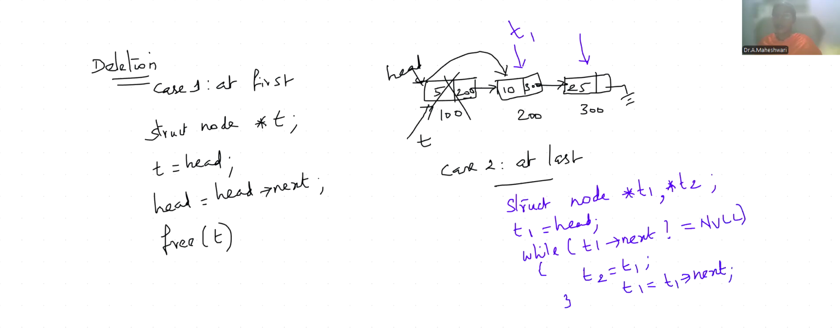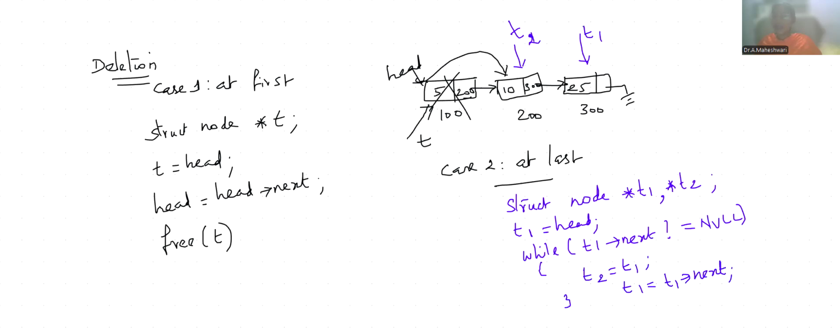Okay, two statements I used here. So now T2 is pointed here because this condition is true, right? T1 of next is 300. So it's not equal to null. Condition is true. So T2 is equal to T1, already T1 is pointed at 200, right? Now T2 is pointed at 200 and T1 is equal to T1 of next. So T1 is now pointed at 300.